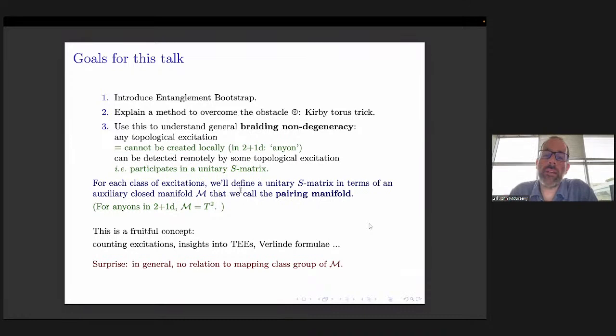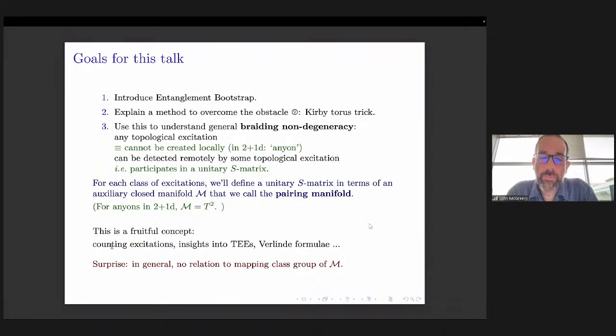A key ingredient in showing that there's such a unitary S matrix is a definition which we call pairing manifold, which is a kind of complicated definition, but also very highly constrained. And from it, we can prove lots of things. It's a fruitful concept, which allows us to count excitations in a pretty non-trivial way.